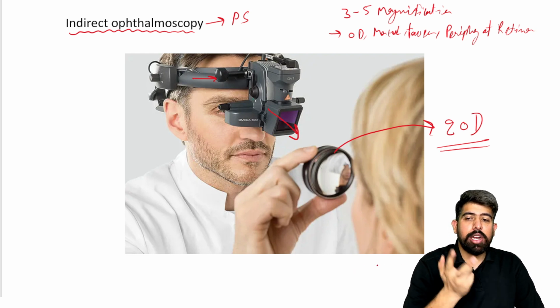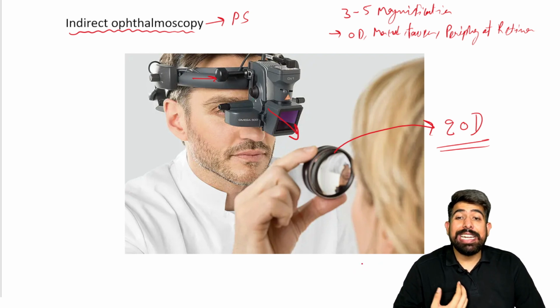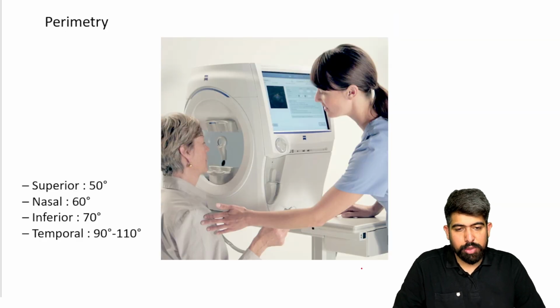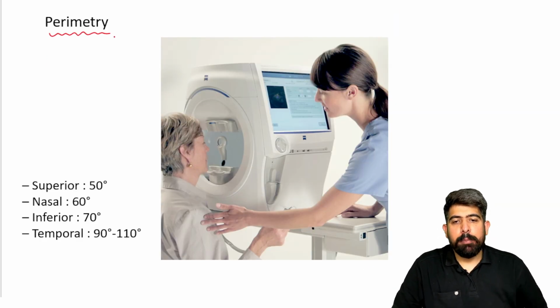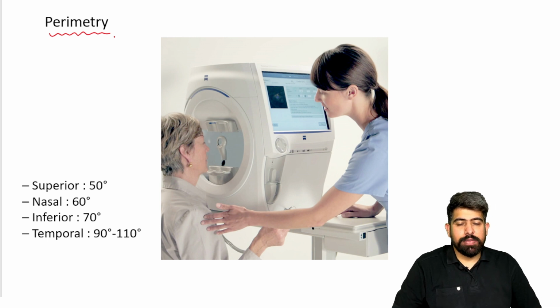The second one is your direct ophthalmoscope. The third one is your indirect ophthalmoscope. Next we have the perimetry. And what is the main use of this perimetry, guys?